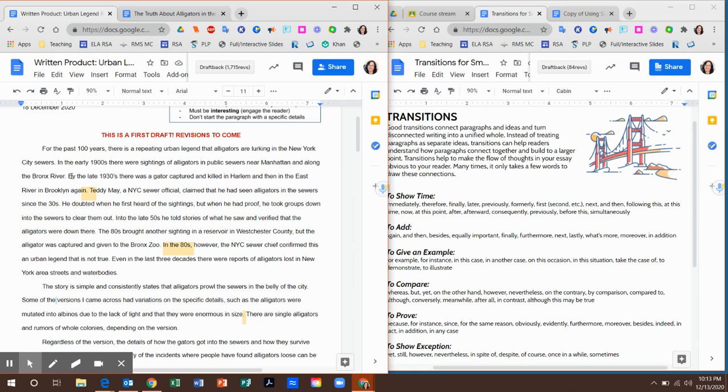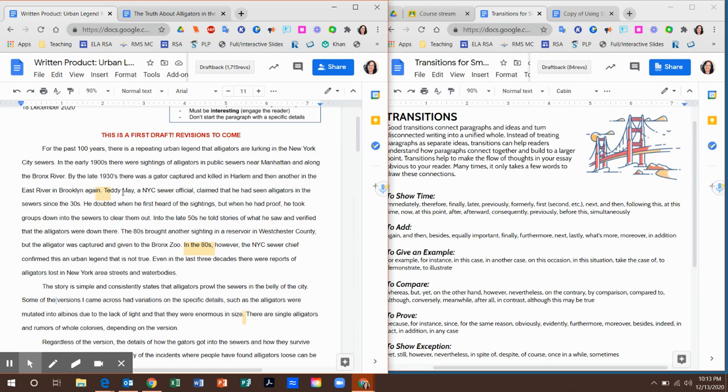By the late 1930s, so that's a little bit of transitional language there because I'm connecting that, okay, we started in the 1900s. By the late 1930s, there was a gator captured and killed in Harlem, and then in the East River in Brooklyn again. Something I noticed right away in reading it out loud, I might just add a word here. And then another. I feel like adding the word another there brings me back to a gator captured. So by the late 1930s, there was a gator captured and killed in Harlem, and then another in the East River in Brooklyn again. Okay, that feels clear to me.